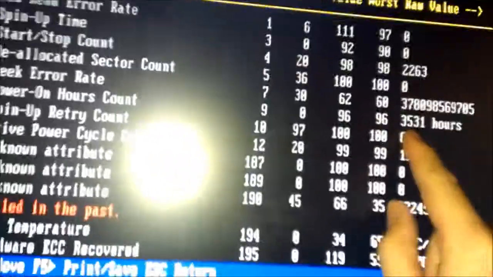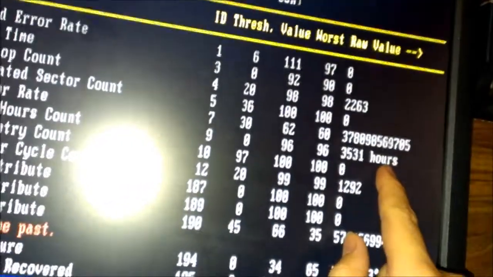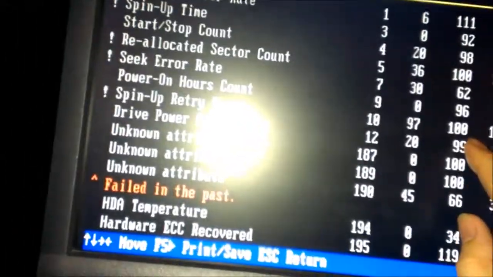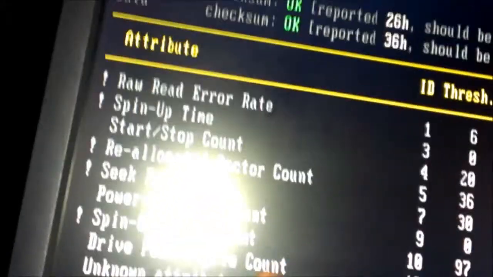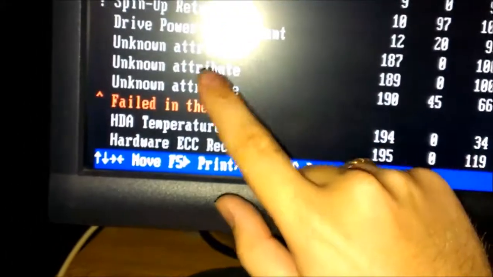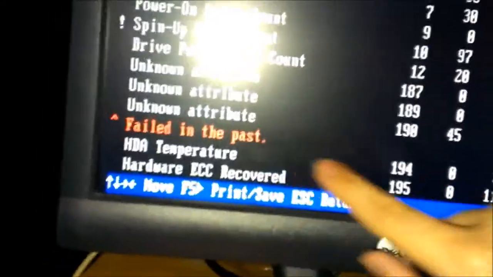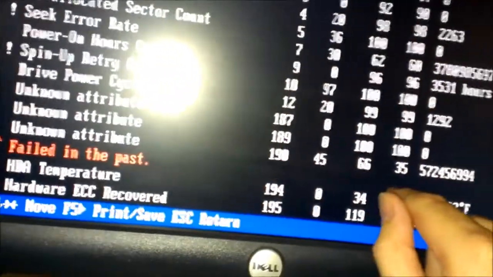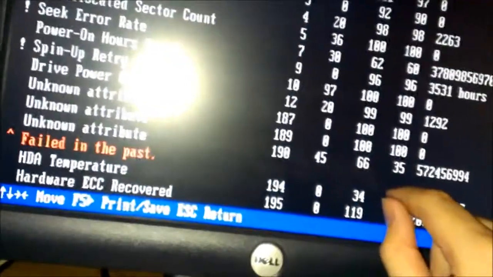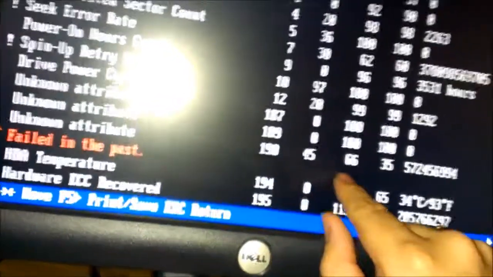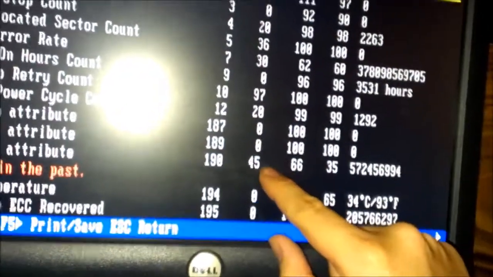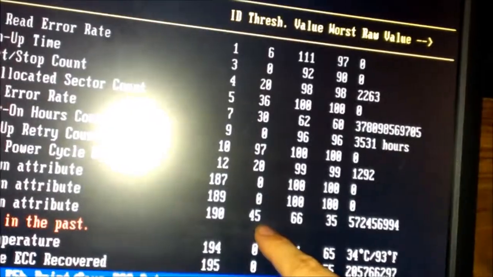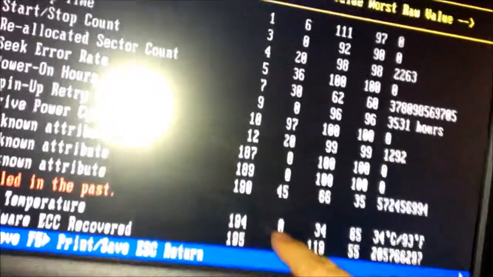This drive only has 3,500 hours on it. Spin up retry count, 0. I mean, it's failed in the past, this drive has. I don't understand why it's all of a sudden working again. I have no idea. There's an unknown attribute here. It has like 5 billion or something. But the threshold is at 45 and it's still at 66. So the hard drive's still working.